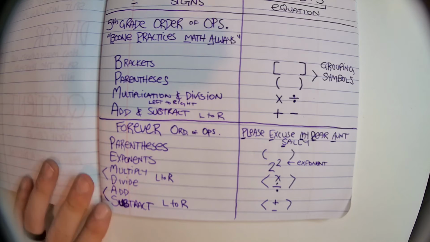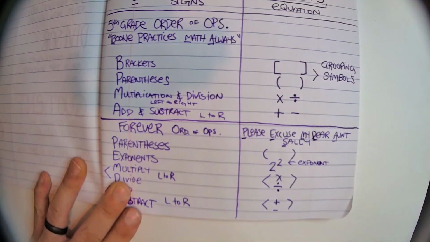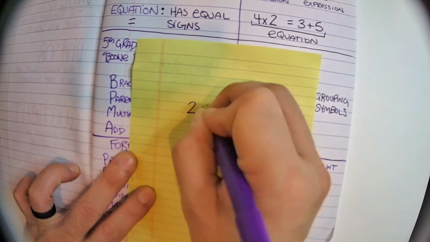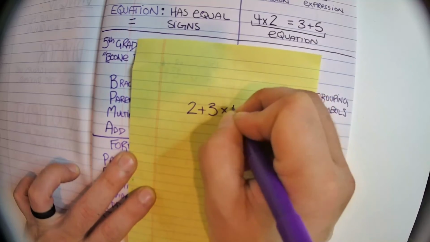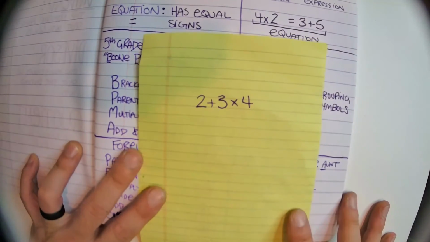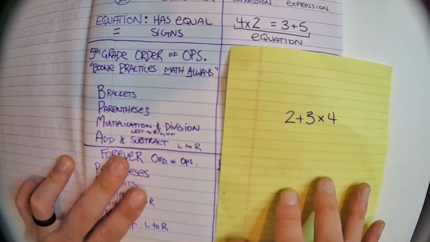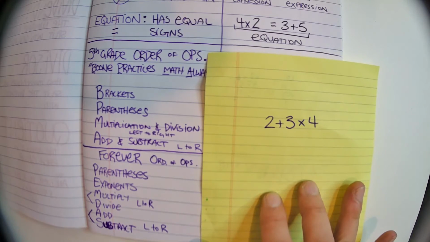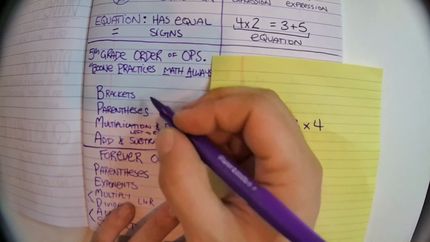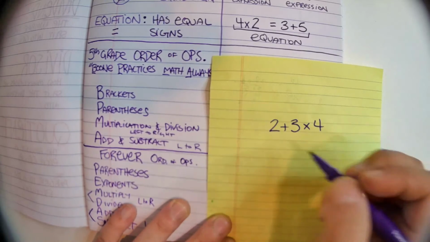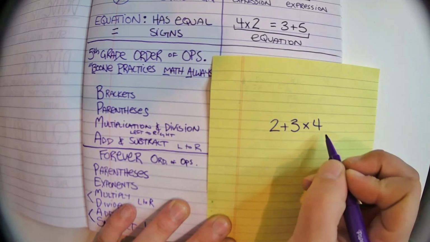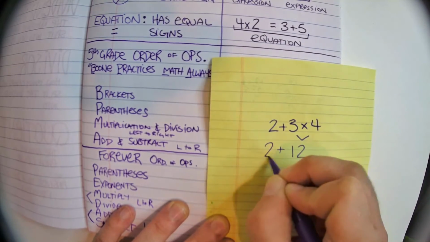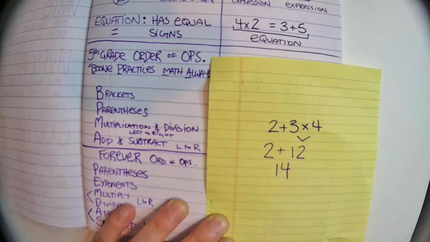learn about exponents. So, really quick, let me show you how this works. Let's say that you have a problem like this. In the past, you might have thought that the first thing that you would do is add 2 plus 3. But now, we know with our order of operations that the first thing that we would do is multiply and divide. So even though multiplication and division is over here, the first thing you're going to do is multiply and divide. So the actual answer to this is 14.